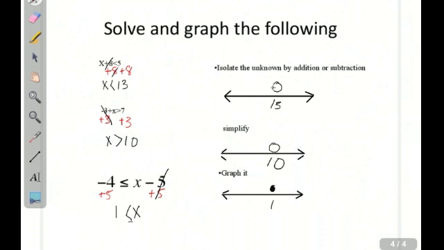This is less than 13, which means it runs to my left, to my positive side. 0 will be somewhere over here. x is greater than 10. Well, 0 is going to be over here, and the greater than is going to run in this direction. And x is greater than or equal to 1.